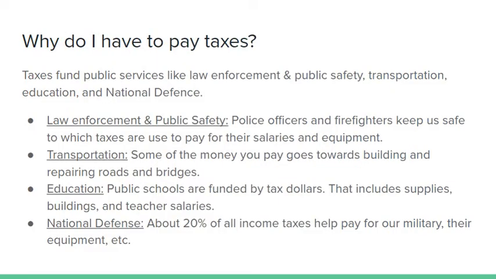So these are the public goods and services. You're seeing that law enforcement is one, transportation, education, and national defense. Law enforcement and public safety are your police officers, your firefighters, and another division called public safety. The money taken from taxes pays for their salaries and their equipment. Pretty much everything for a police officer, from their salary down to their uniform, is paid for through taxes, unless they go and buy their own clothing from a military surplus store. Same thing for firefighters. Their fire trucks come from taxes, and so do their buildings and equipment.